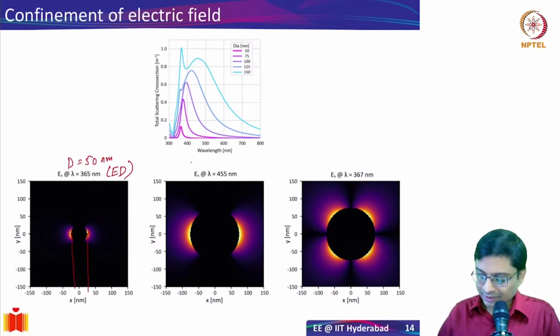And then I have another electric dipole mode, for which D is basically, in this case, 150 nanometers. And this is my quadrupole mode, electric quadrupole.